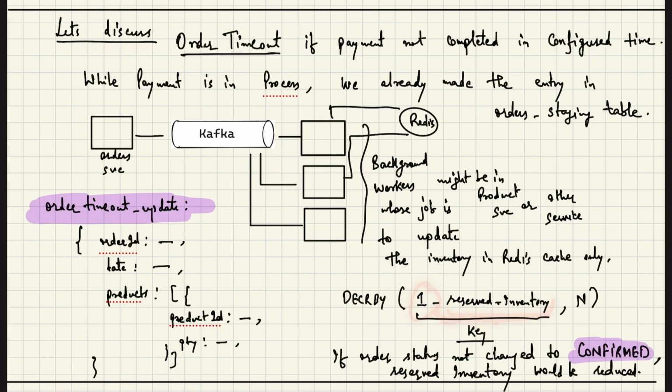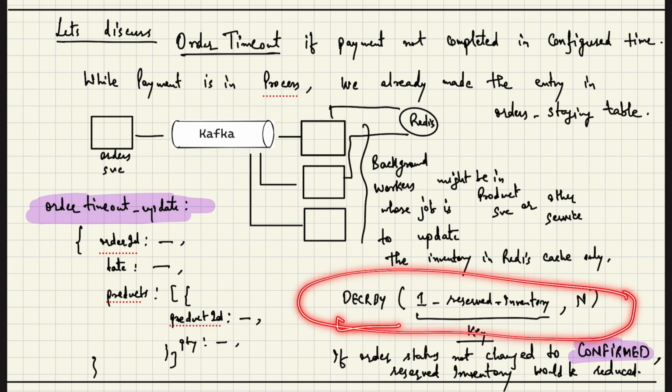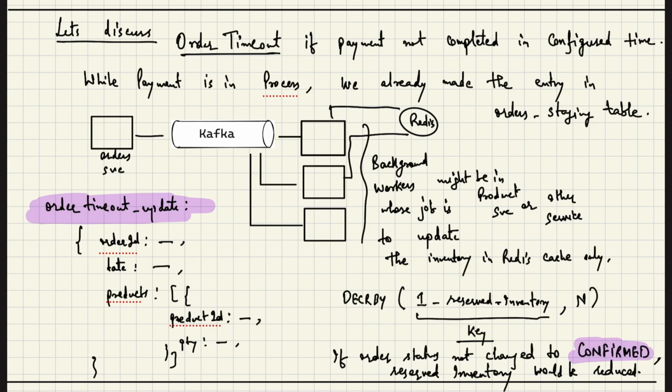So we'll simply apply the decrement by function, and we'll directly decrement the count of all the products that failed in this order by just one operation. That is also very fast, and we have done this operation atomically. Now it is that simple. If the order status does not change to confirmed, reserved inventory would be reduced, right. This is what we have done here.